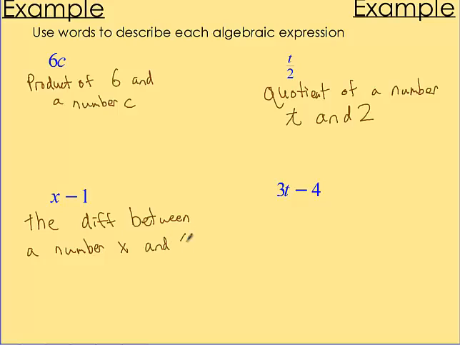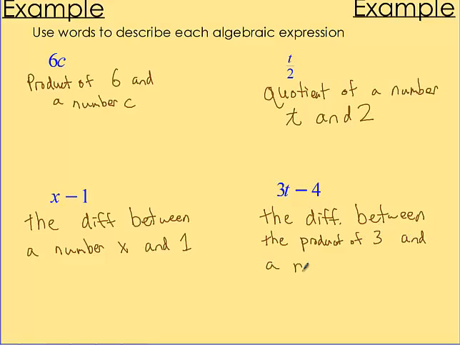The last one, 3t minus 4. Well, two parts here. So we got to do a difference, but then it's the difference of this product here. So I'm going to say the difference between the product of 3 and a number t, and 4. Wow, that's kind of confusing there. And there's tons of ways to do that, but that's the way I did it. And we're done.